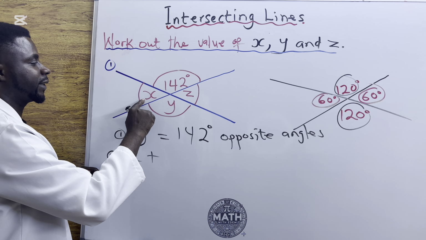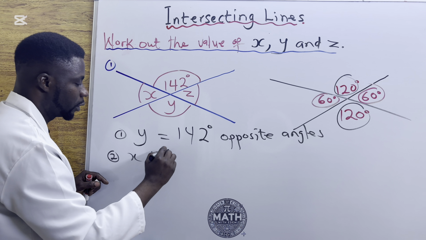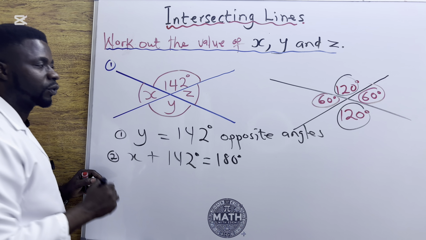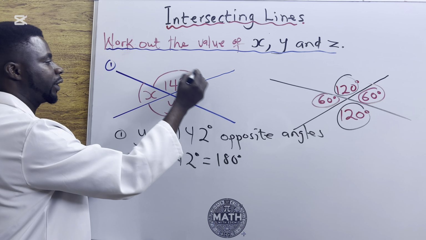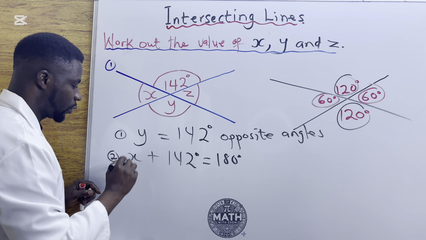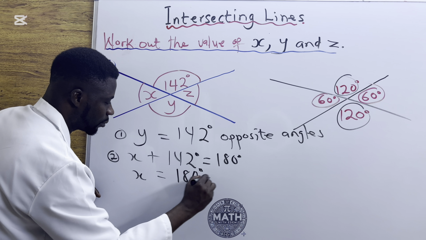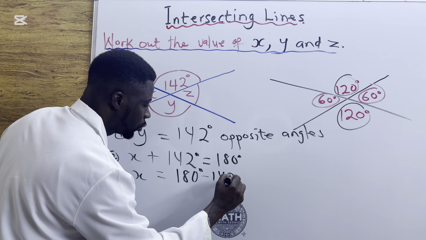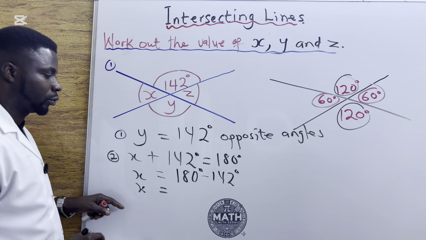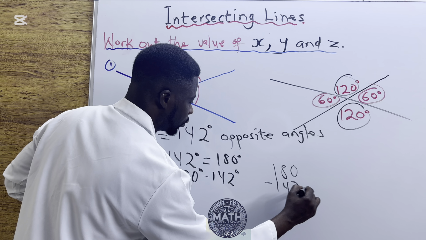Now x plus 142 degrees equals 180 degrees. Why? Because angles on a straight line add up to 180 degrees. Don't forget that. So our x is equal to 180 degrees minus 142 degrees. So let's subtract 180 minus 142.